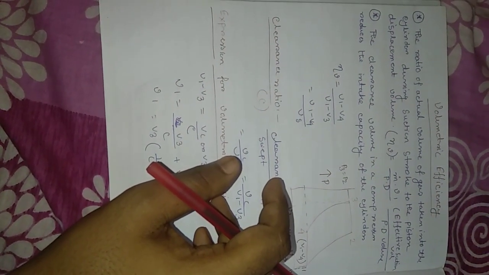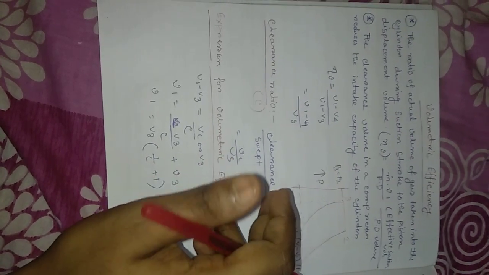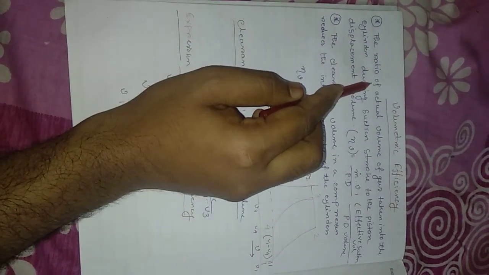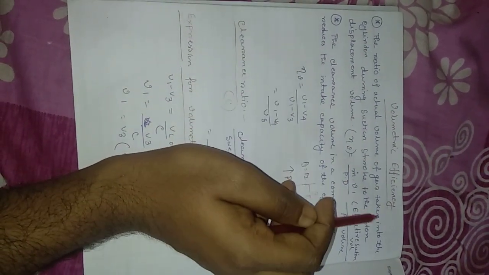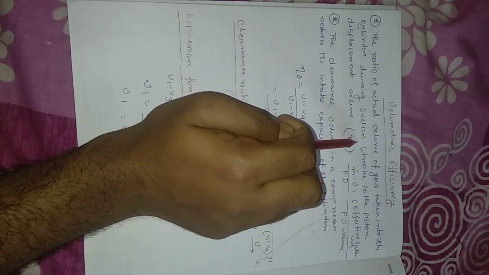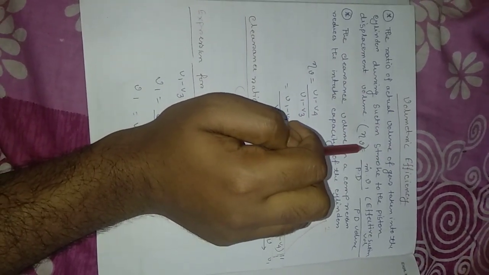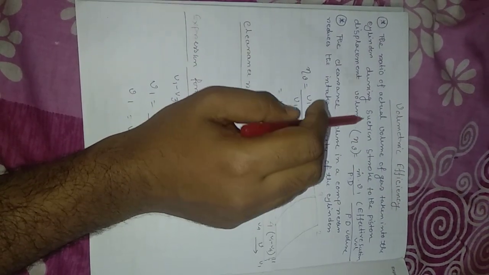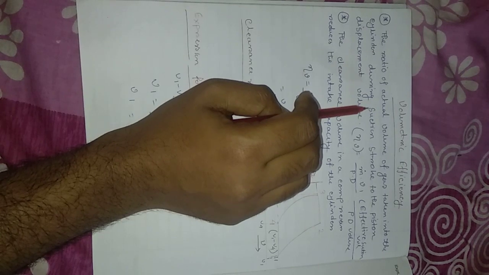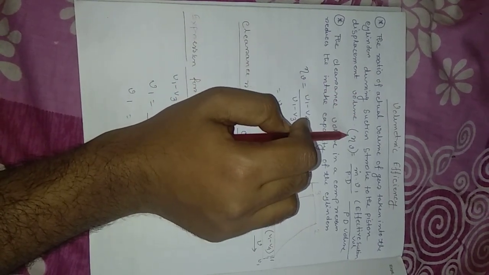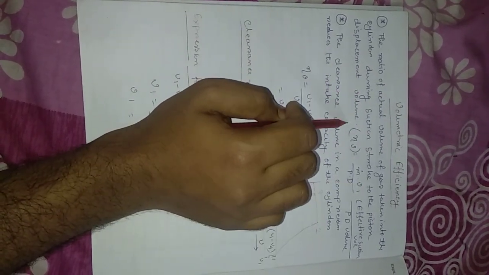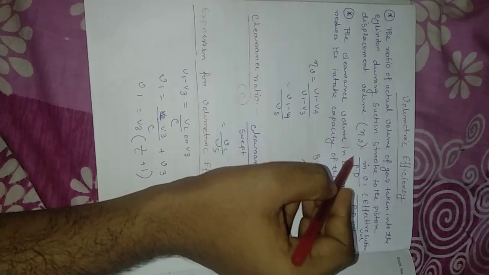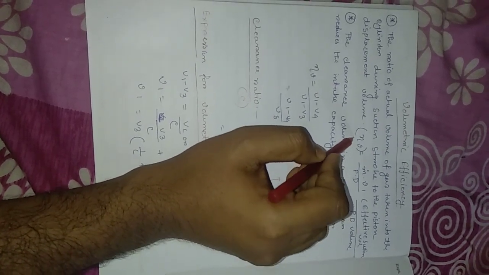First of all, we have to know what volumetric efficiency is. Volumetric efficiency is the ratio of the actual volume of gas taken into the cylinder during the suction stroke, because we already know there are mainly four strokes: suction, compression, expansion, and exhaust. The volume of air that is sucked during the suction stroke to the piston displacement volume is called volumetric efficiency. Volumetric efficiency is designated with this term.